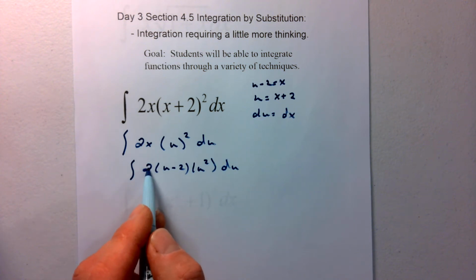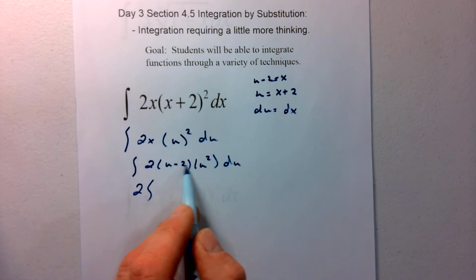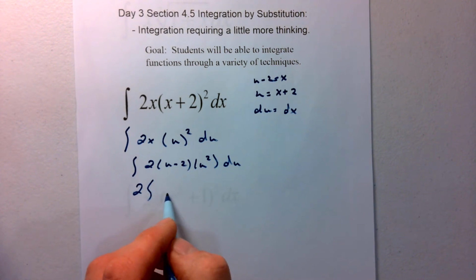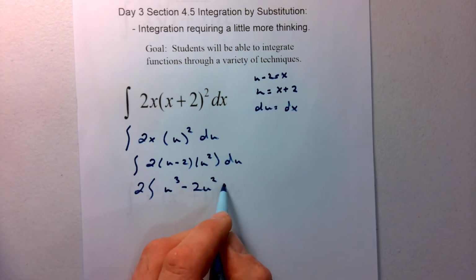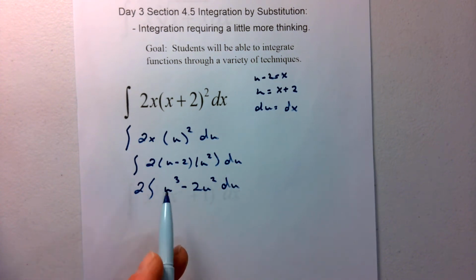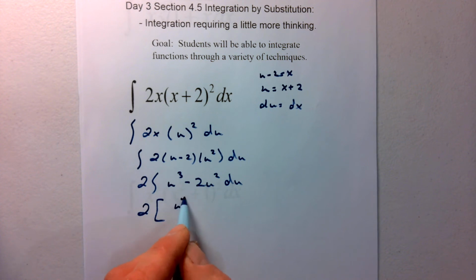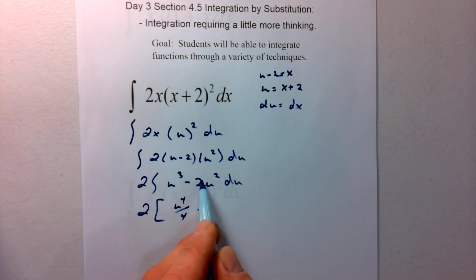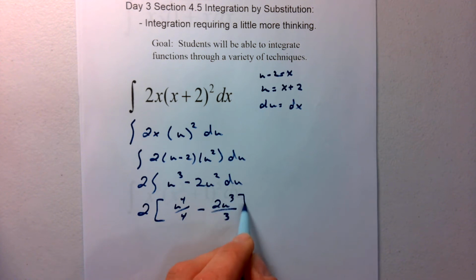Here we can pull this 2 out to the outside of the integration, and we can multiply u minus 2 by u squared to get u to the third minus 2u squared du. I now know the integration of these two parts. So I have 2 times the integration of u to the third, which is u to the 4th over 4. Integration of 2u squared is 2u to the third over 3. And then plus our c value.